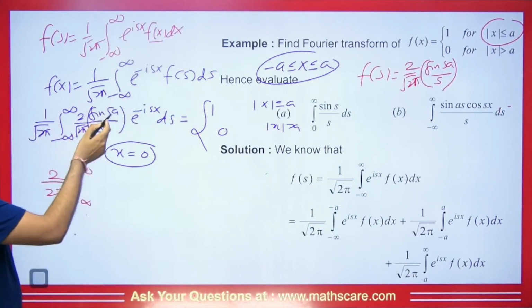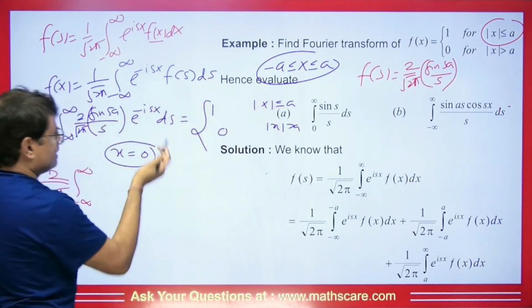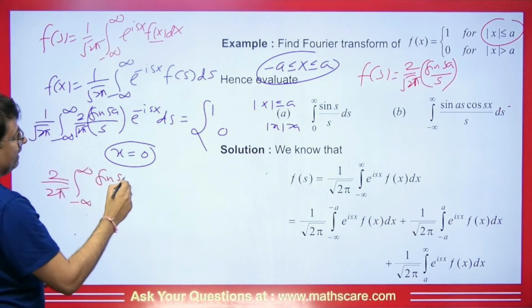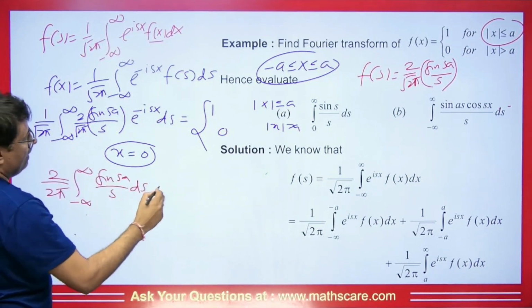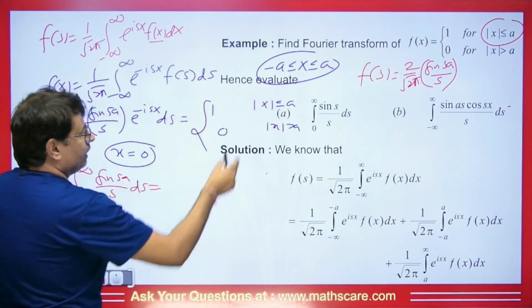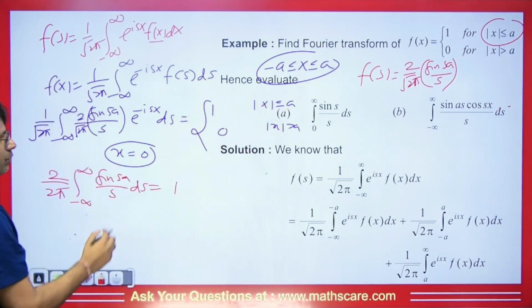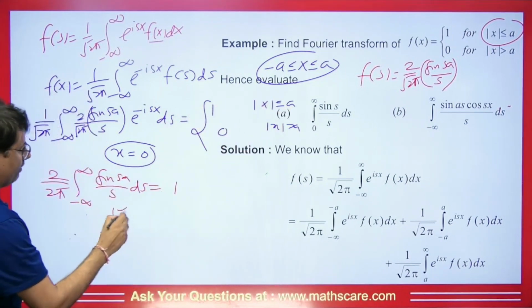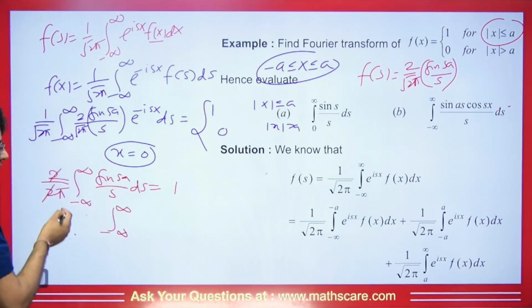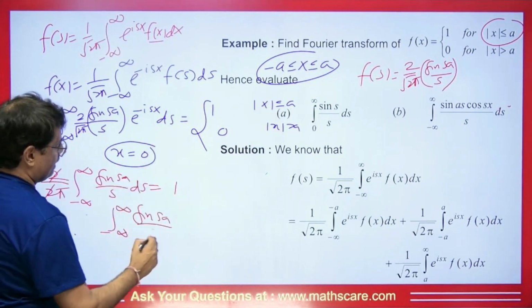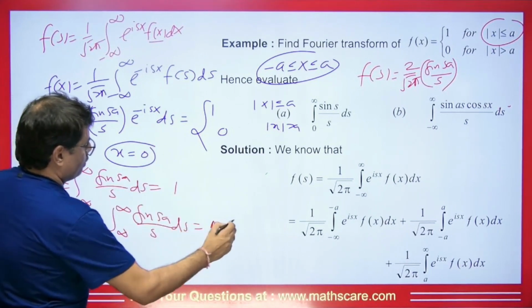What will we do here? Limit minus infinity to infinity. And this value of x is 0, so this will also be 0. If we remove this out, then it will become sin(sa) upon s ds. Because we took the value of x as 0, the value of the function at 0 is 1. Now, minus infinity to infinity. This 2 is cancelled out, 1 upon pi is left. We will cross multiply with pi. So here it will become sin(sa) upon s ds is equal to pi.